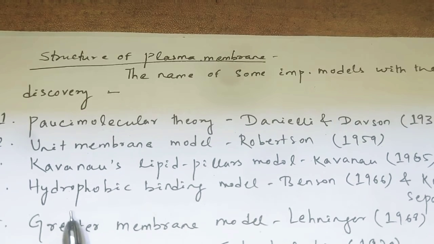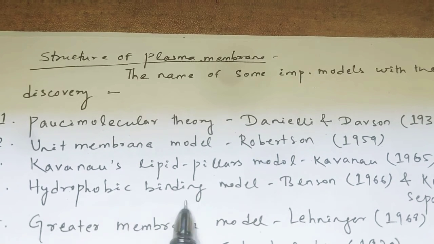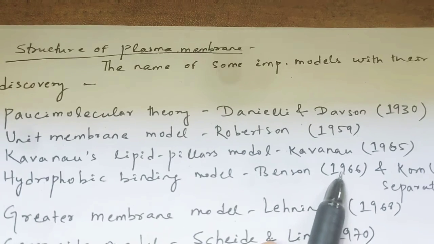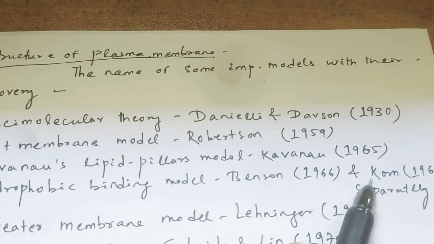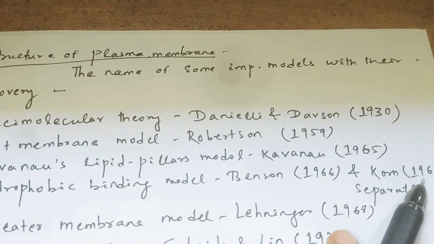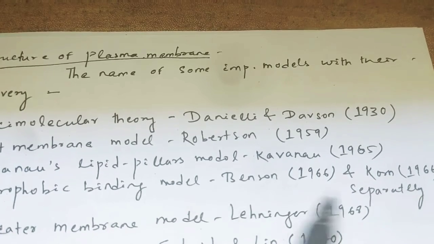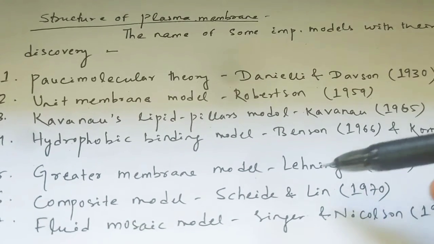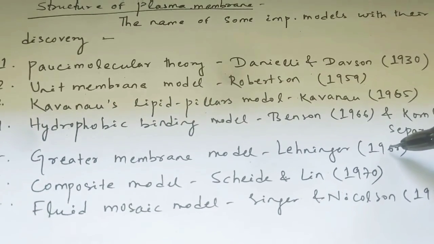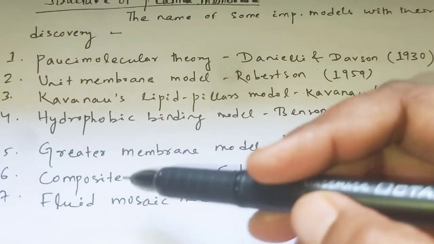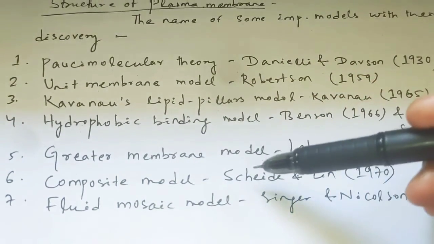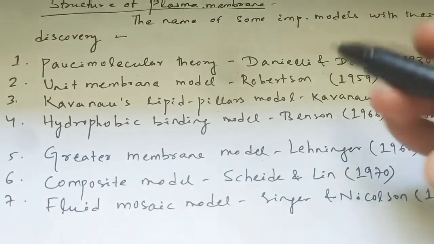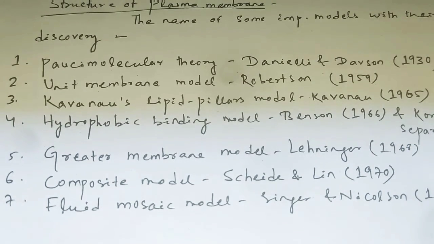Then the fourth one is the hydrophobic binding model, given by Benson in 1966, and the second scientist, Green, also in 1966, and they gave this model separately. Then the fifth one is the globular membrane model, proposed by Lenard and Singer in 1968. Now the sixth model is the composite model, given by Sjöstrand and Lin, 1970, and finally the fluid mosaic model, given by Singer and Nicolson in 1972.